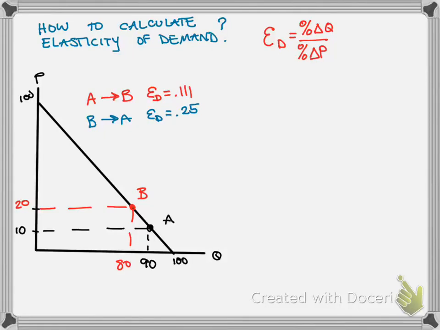So the previous two examples showed how to calculate elasticity. In this case, we went from point A to B and got an elasticity of 0.111. We went from B to A and got an elasticity of 0.25. Well, the book makes an argument. The author of the book says these elasticities shouldn't be that much different because we're just going from one point to the other. As an editorial note, I disagree. I think they are fundamentally different because it depends where you start from.